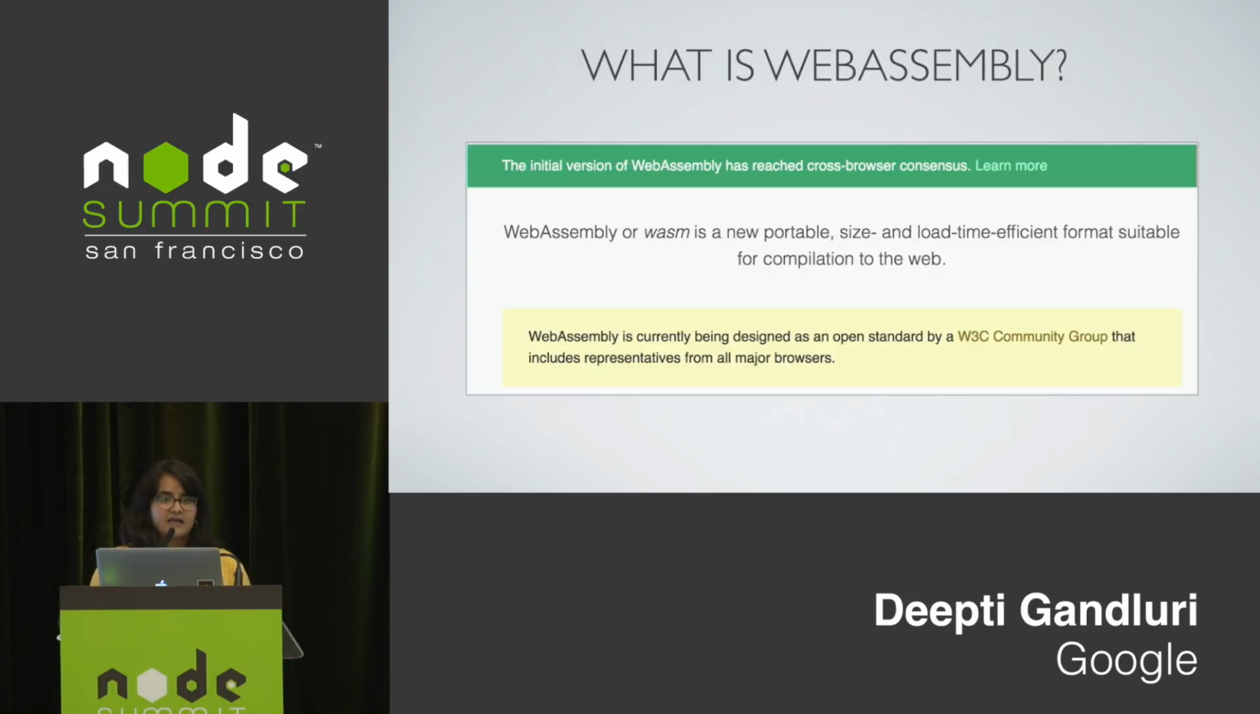What this means is that representatives from different browser vendors like Chrome, Firefox, Edge, WebKit, they've all agreed on what the API surface should look like and the binary format. The other super exciting thing to me is that WebAssembly is being designed in an open standard in a community group, W3C community group. So aside from the fact that it includes representatives from all of the major browser vendors, there's also representatives from Intel, ARM, different companies that are potential users for WebAssembly.